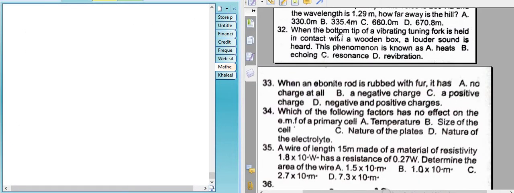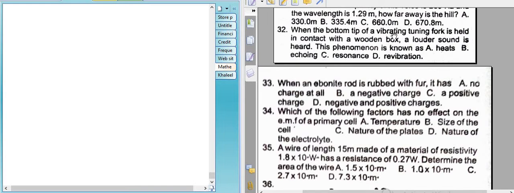Question 32. When the bottom tip of a vibrating tuning fork is held in contact with a wooden box, a louder sound is heard. This phenomenon is known as A, hertz, B, echoing, C, resonance. So the correct option is resonance. This is because resonance is a phenomenon in which an acoustic system amplifies sound waves whose frequency matches one of its natural frequencies of vibration.